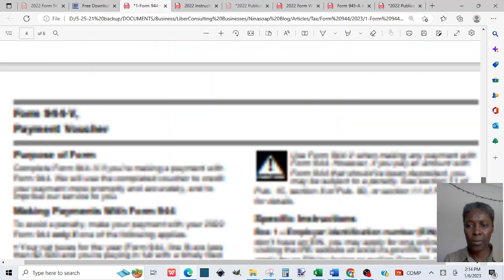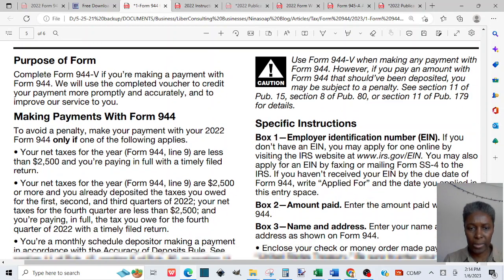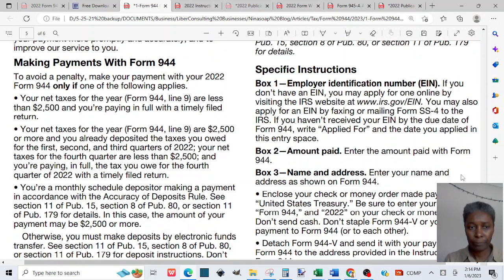less than $2,500, if it's less than 2,500 and you are going to file your Form 944 on time, you can pay the tax liability with your return.